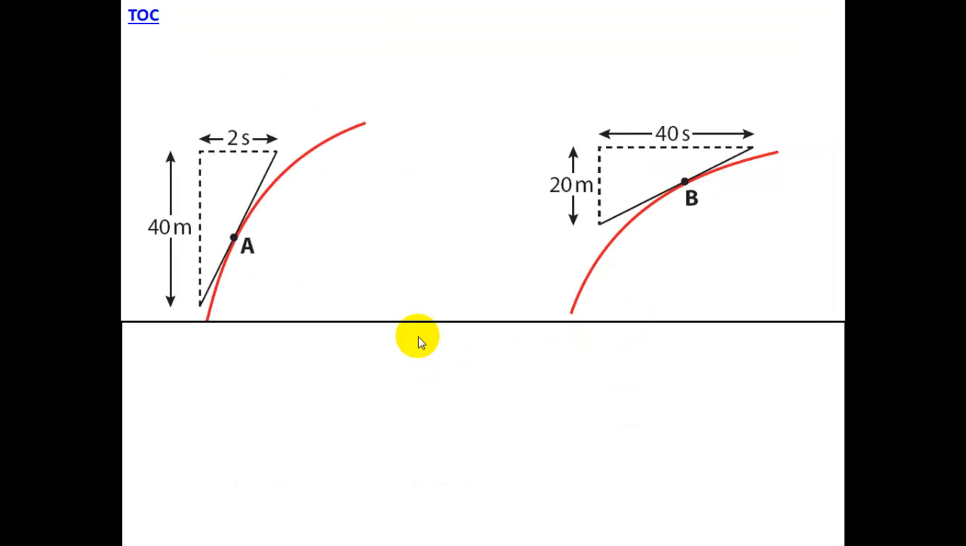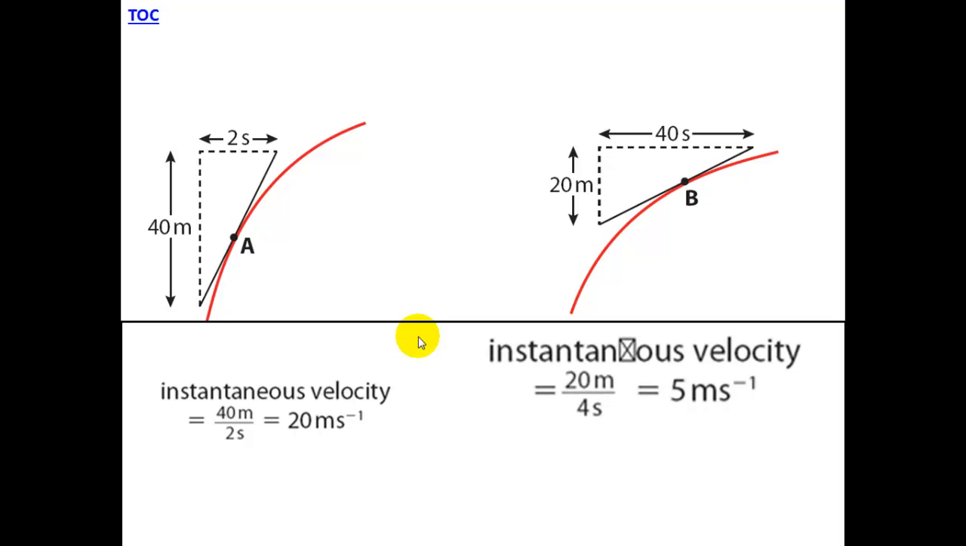Here we have an example. The first one is the change in distance divided by change in time, 40 divided by 2, which will be 20 meters per second. The next one should, by the way, be 20 meters divided by 4 seconds, not 40 seconds. So it's 20 divided by 4 gives us 5 meters per second.